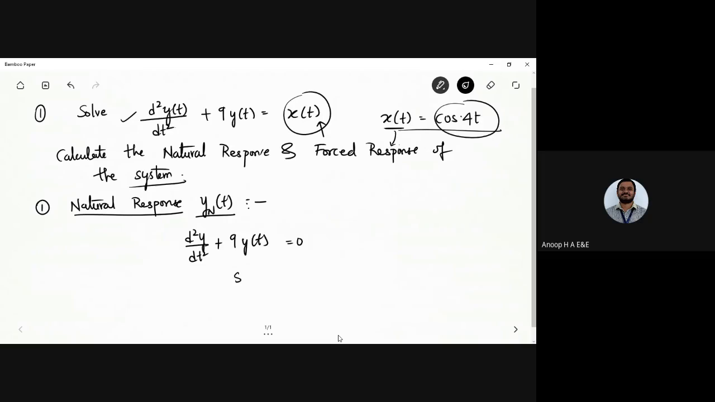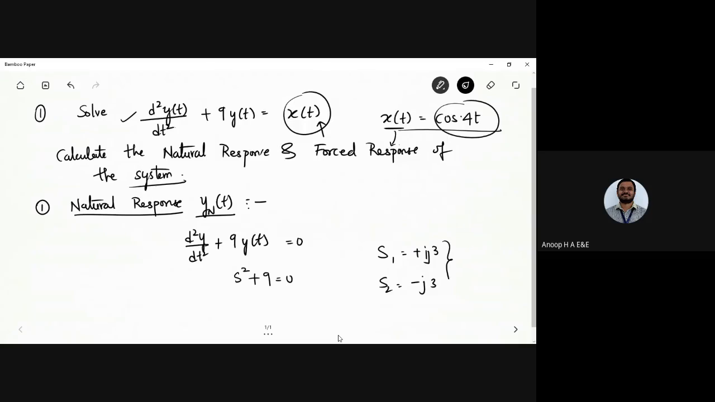Next, what I'll be doing? I'll have s squared plus 9 equal to 0. So s equals plus or minus j3, that is the roots of the equation. One root would be plus j3 and the second root would be minus j3. Either way, you will have plus or minus j3.